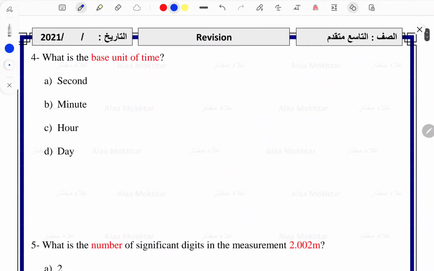Next question, what is the base unit of time? The base unit of time is what? Second, exactly. What about minute and hour and day? We also use them to measure time, but the base unit for time is second. The base unit for mass is kilogram, the base unit of length is meter, and so on.